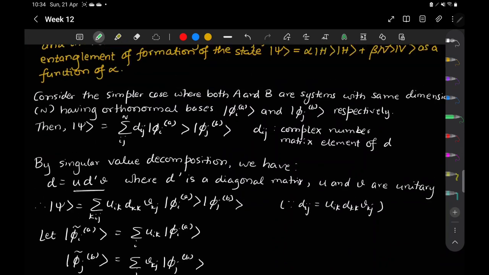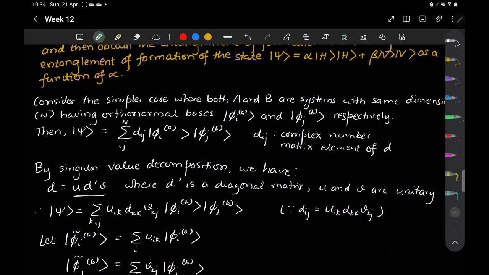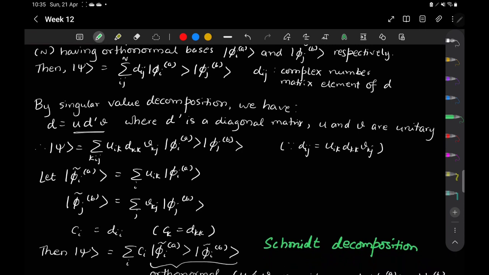At least for the case when the dimensionality of both the systems is the same, which is the typical situation that we will find ourselves in when performing experiments. Of course, you can generalize this to situations wherein the dimensionality is not the same, but right now we are only looking at the case when the dimensionality is the same for both the systems A and B.